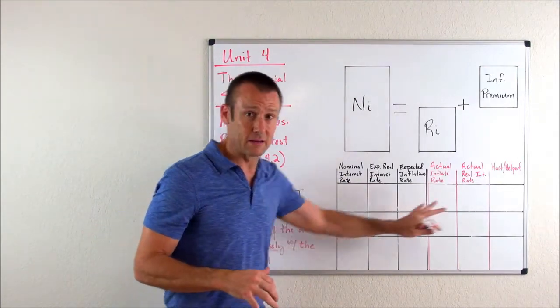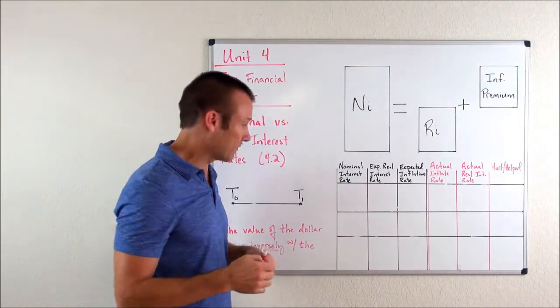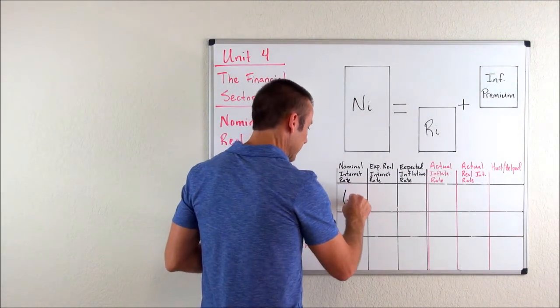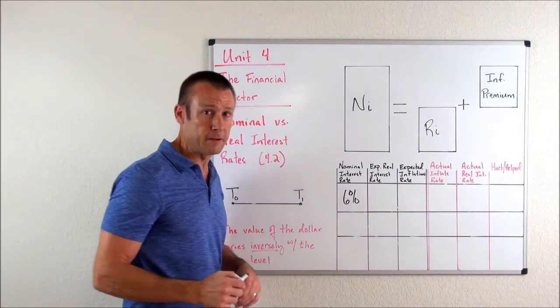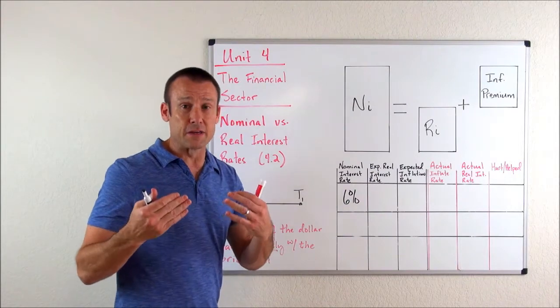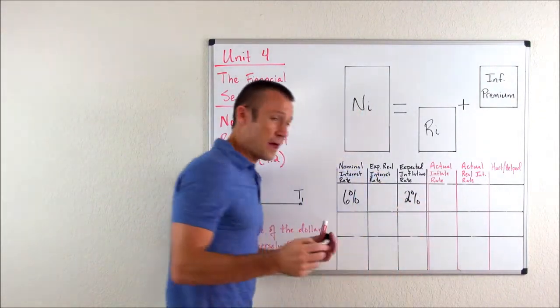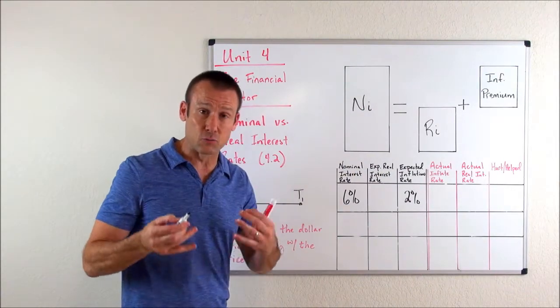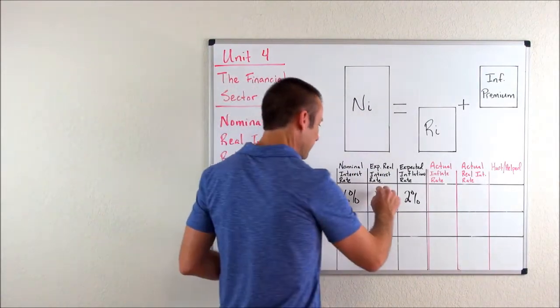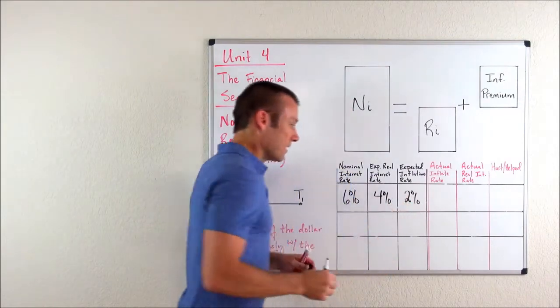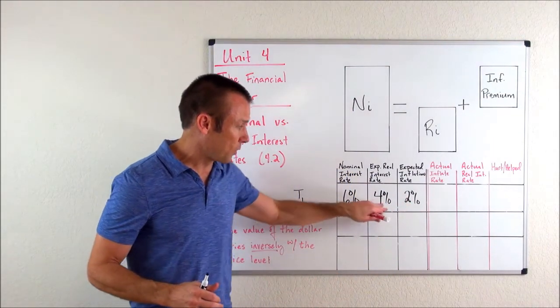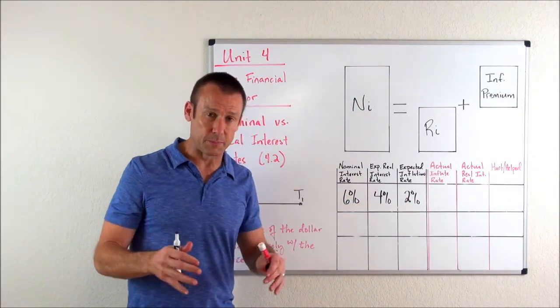So let's go ahead and fill out this table. Let's say that we have a loan where the nominal interest rate is 6%, okay? And let's say that the forecasted inflation rate is 2%. Well, that means that the expected real interest rate must have been 4%. All right? So that's printed on the loan. Both of these are expected or anticipated.